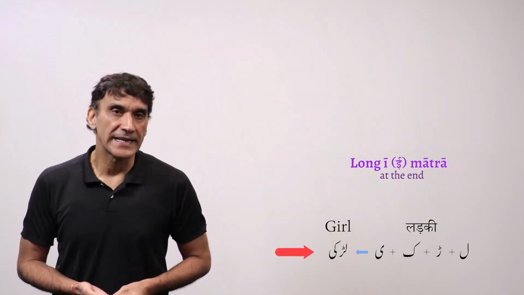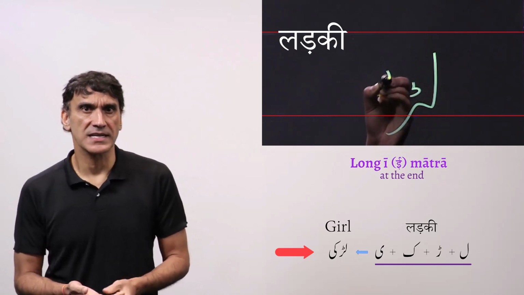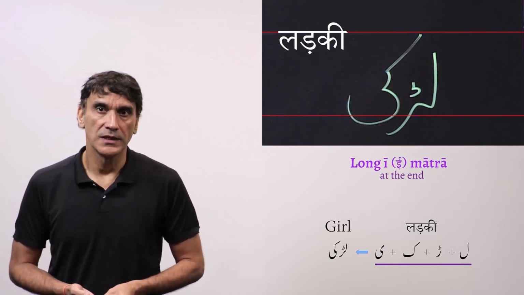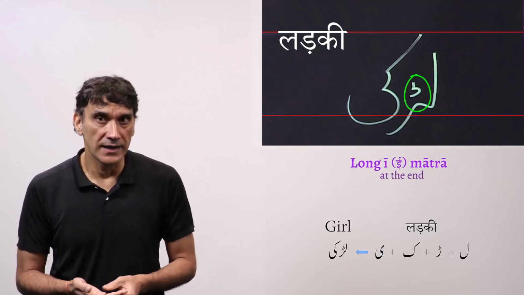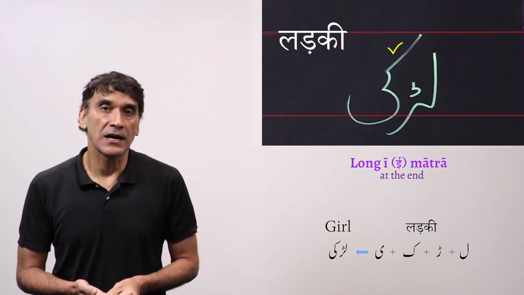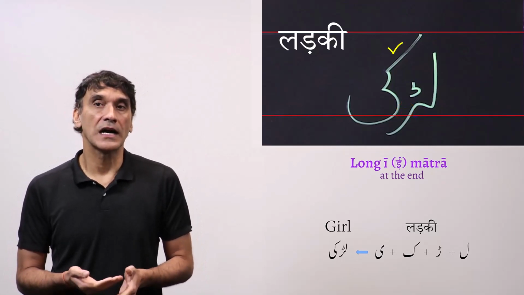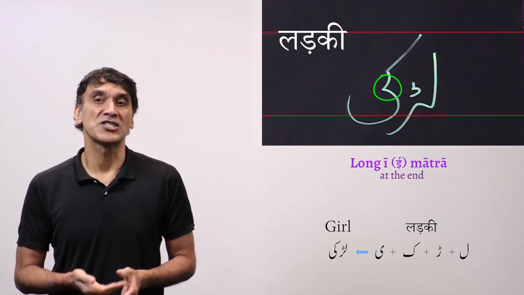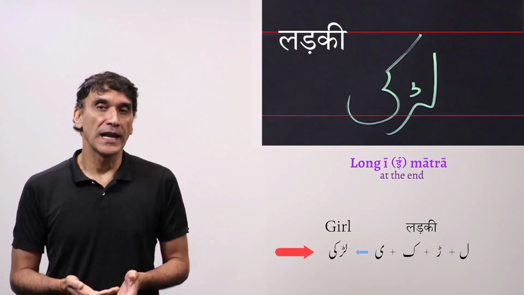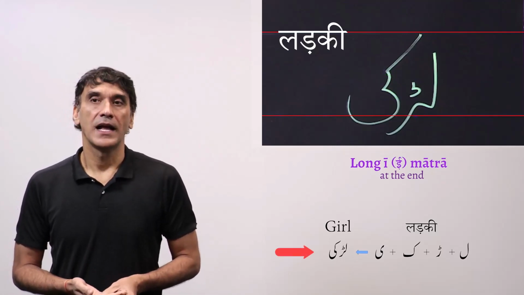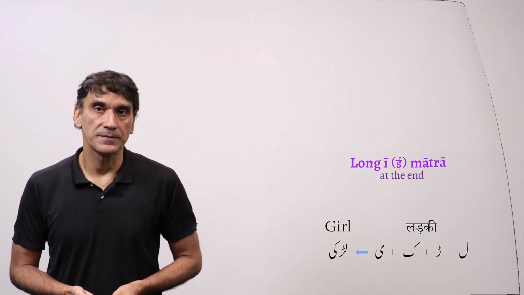The first word is ladki, meaning girl. The spelling is lam plus re plus kaf plus choti ye. So lam will take the initial form and will connect to re to make lad. The third letter kaf will not connect to re because re is non-connector. However, kaf will connect to choti ye. Since choti ye is the last letter, it will take the final form. So lam plus re, lad. And kaf plus choti ye, ki, lad ki, ladki.